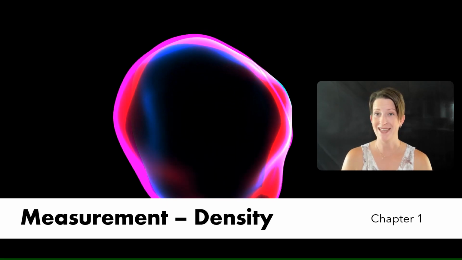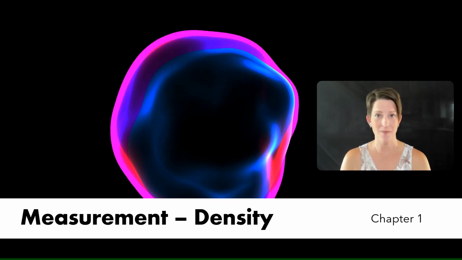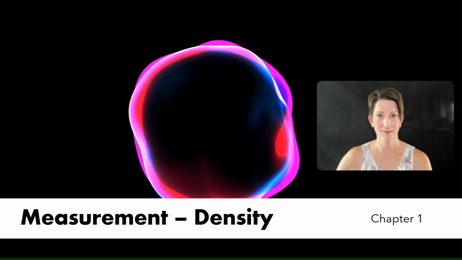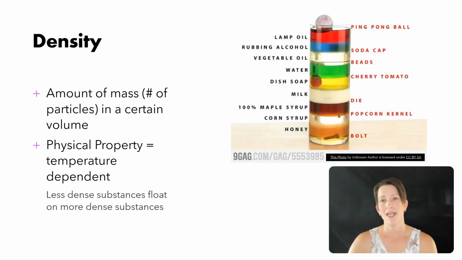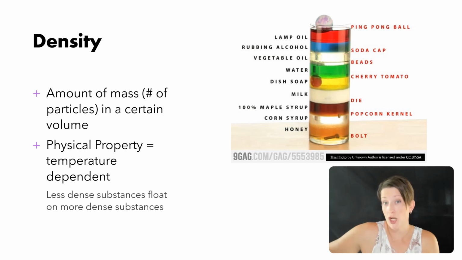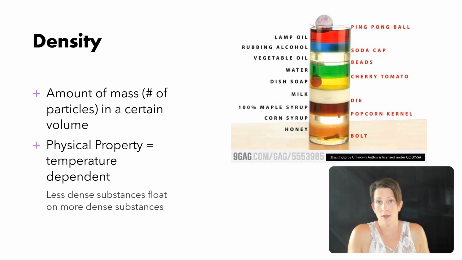We will be looking at density, a physical property of matter. Density is the amount of mass or the number of particles in a certain volume. It is the definition of matter. Matter is mass per unit volume. So to be matter, you have to have density, and vice versa.